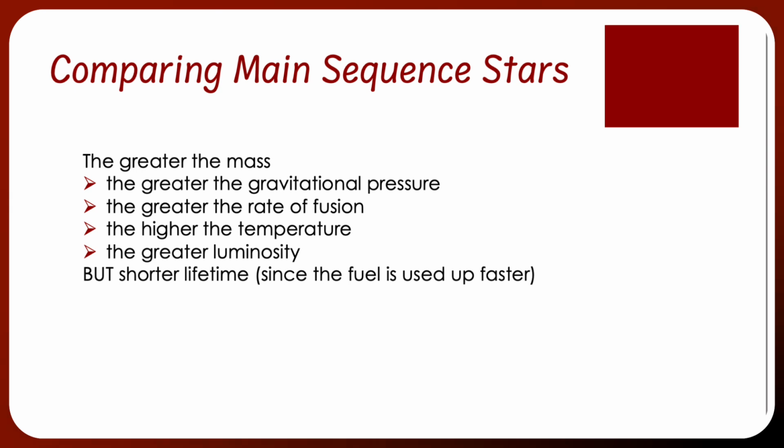So looking at that in a little bit more detail, the greater the mass, as I said, the greater the gravitational pressure pulling it in. Those then will make our particles closer together, increasing the rate of fusion. The more fusion I have, the higher the temperature, because that is going to be giving off more energy, but it also gives off more light. That's one of the types of energy it gives off. But it also has a shorter lifetime, since that means I'm going to use up my fuel faster.